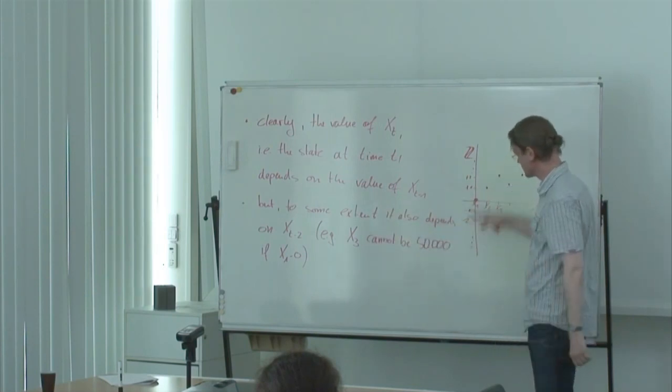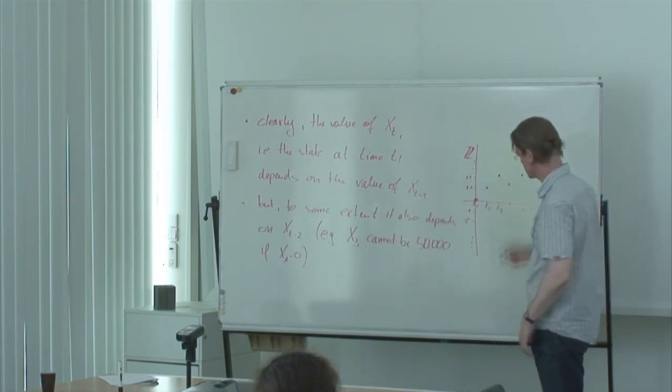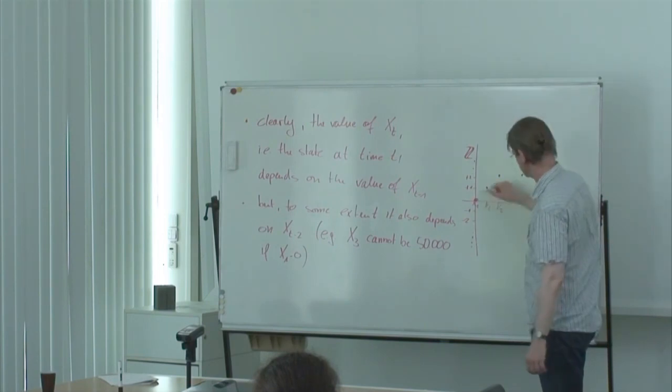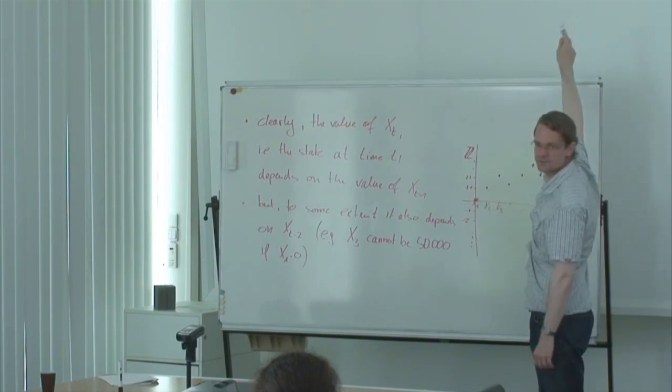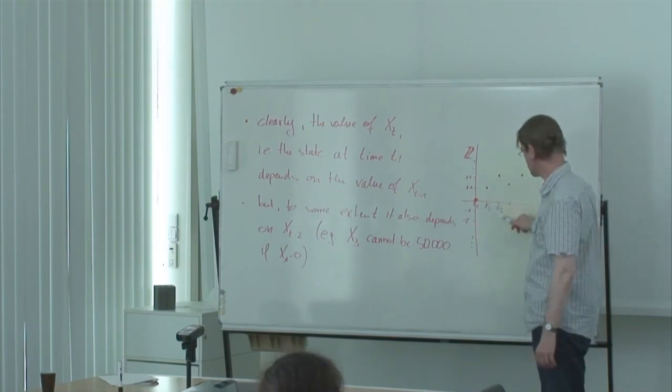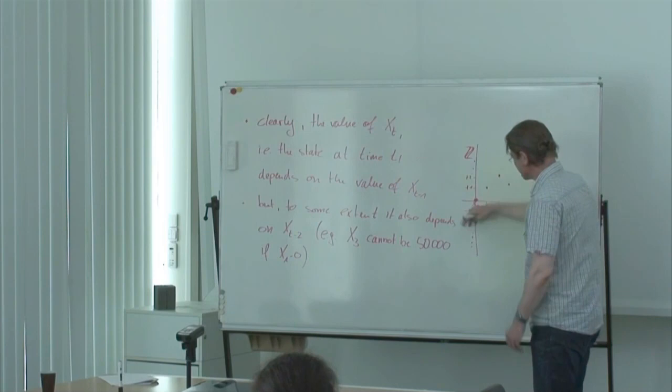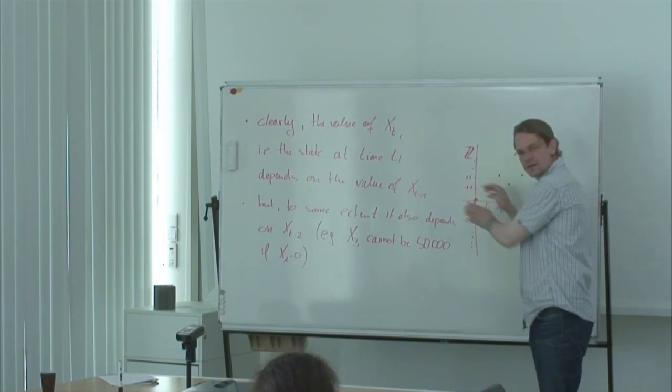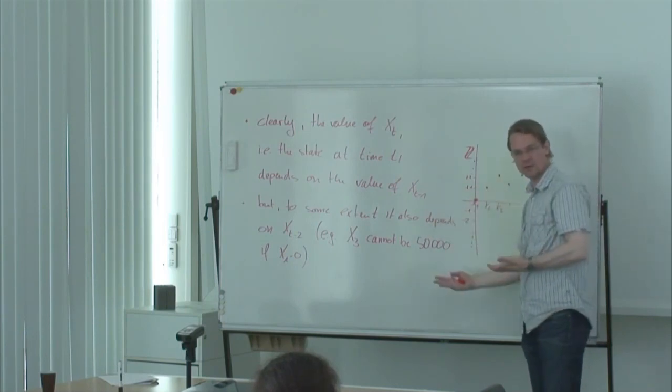For this random walk on the integers, it's impossible to go from here, in 3 steps, to something like 10,000. It cannot happen. So basically the value at x3 or x4 still depends on more than just the immediate past.